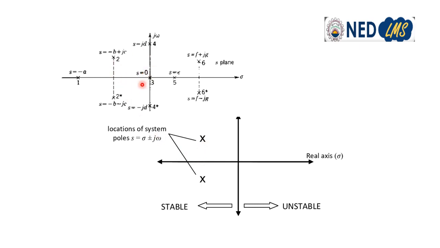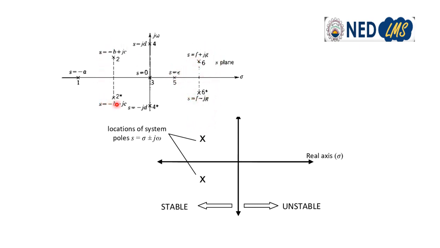Here in the above diagram we can see that the first point is a single pole on the negative real axis. 2 and 2 dash is a conjugate pair of poles with negative real part. S equals 0 is a pole at the origin. 4 and 4 star is a conjugate pair of poles on the imaginary axis. 5 is a positive real pole, and the next is a conjugate pair with a positive real part.